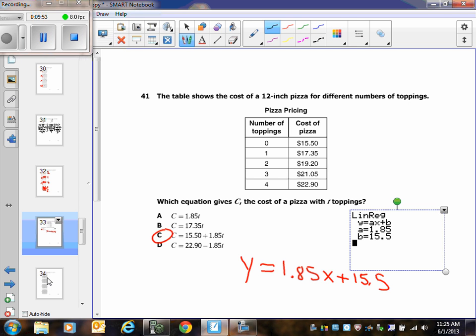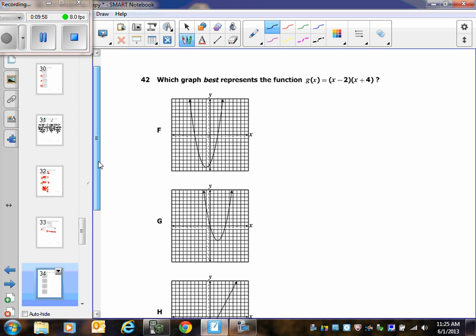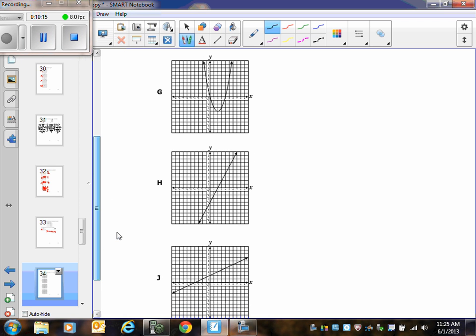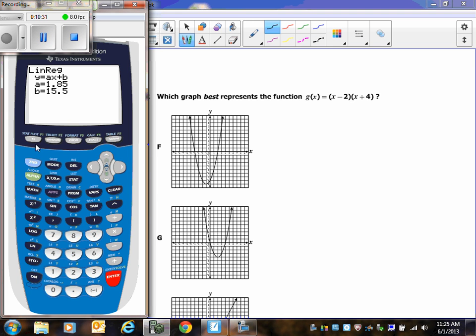And lastly, moving on to question number 42. Which graph best represents this function? G of x is equal to (x minus 2) times (x plus 4). One way you can do this is type it into the calculator and match. First, we know that the answer will not be choice H, nor choice J, because this is definitely a quadratic function, since the x times the x is going to give us x squared, so the answer has to be choice F or G. So let's type that in and then match it up.